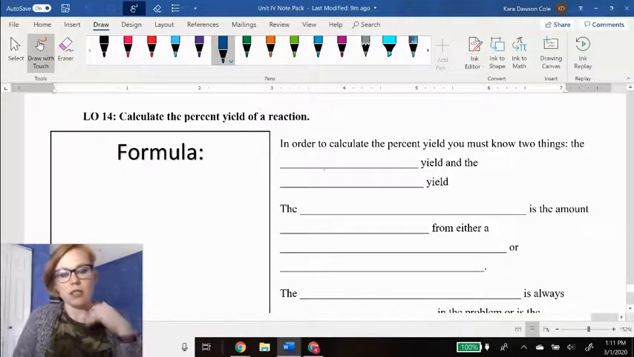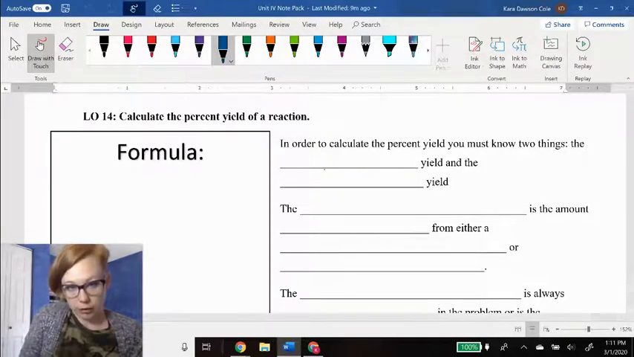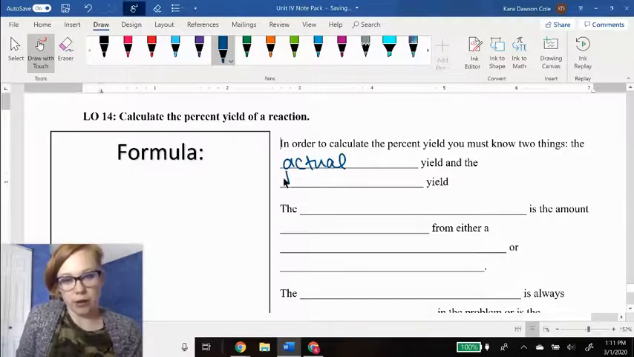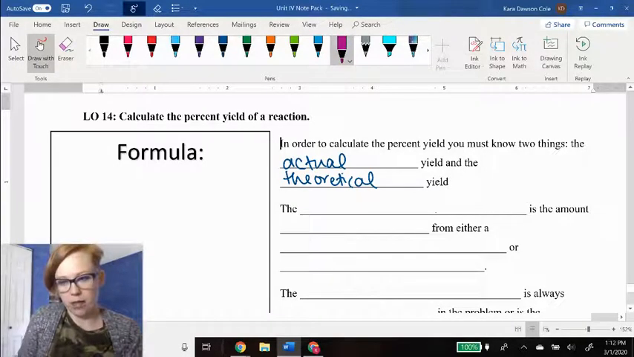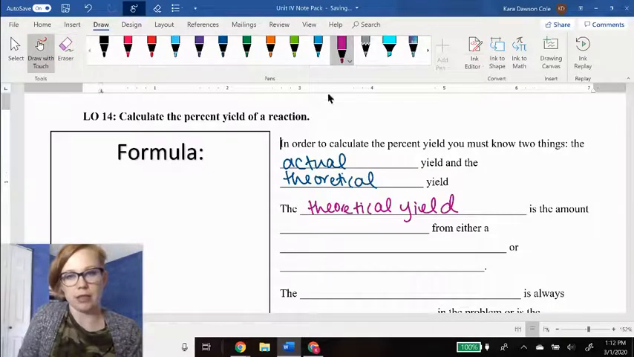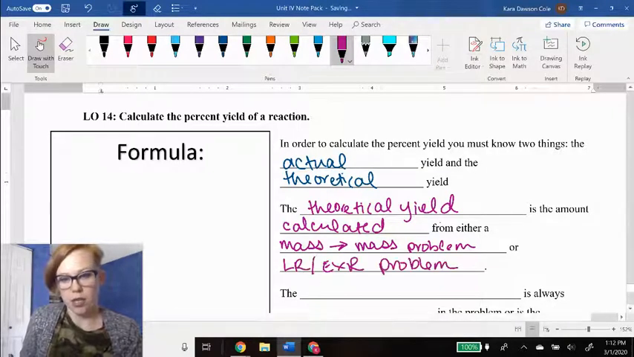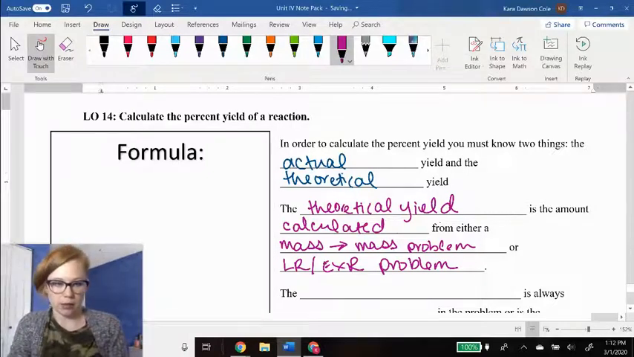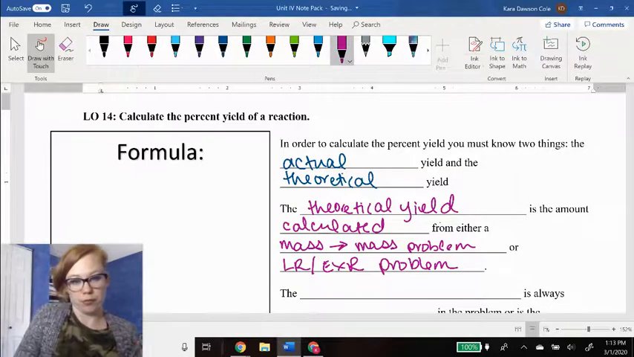Okay. So in order to calculate the percent yield, you must know two things. You need to know the actual yield for the reaction and the theoretical yield. Well, we should know what a theoretical yield is, but let's go back over that, right? So the theoretical yield is the amount that is calculated from either a mass to mass problem or a limiting reactant problem. So we've seen a mass-to-mass problem, we've seen a limiting reactant problem. Both of those can give you theoretical yields. So that is where you get that from, okay?